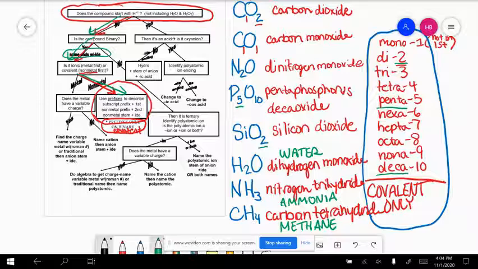So here's how you name covalent compounds. And I'm going to remind you one more time. Now that I put these coefficients out there, you guys are going to want to throw them around everywhere. You're going to get coefficient crazy and put them on every compound. But they're only for covalent compounds. So if there's not a nonmetal in the first position, do not use these coefficients.